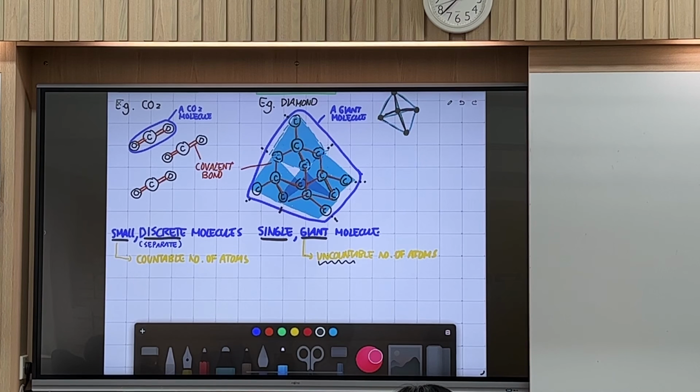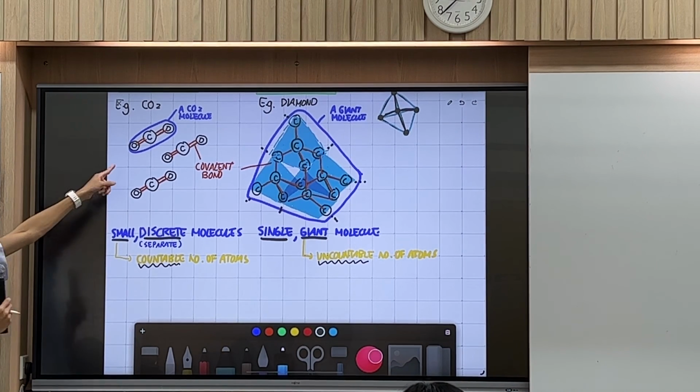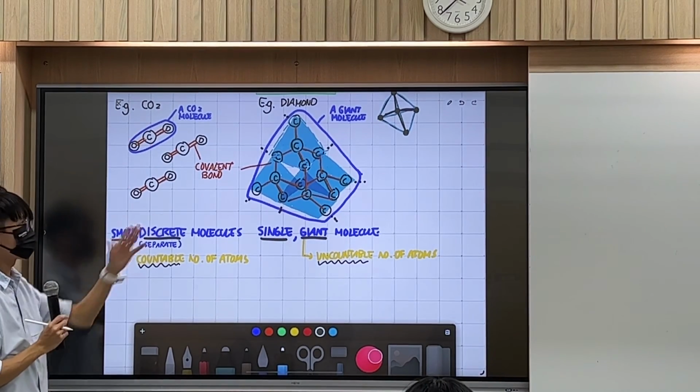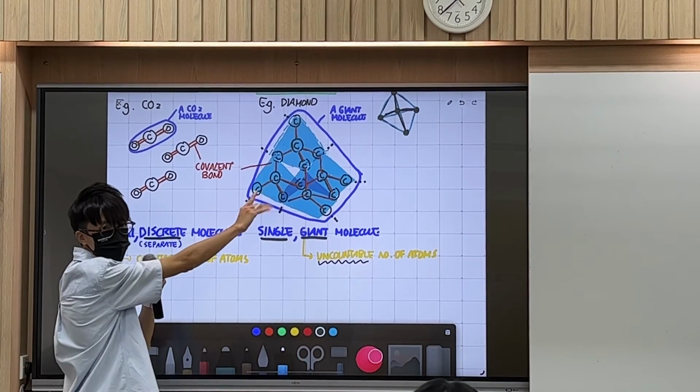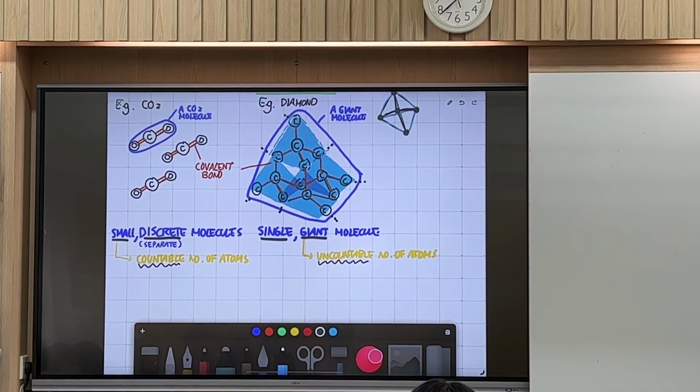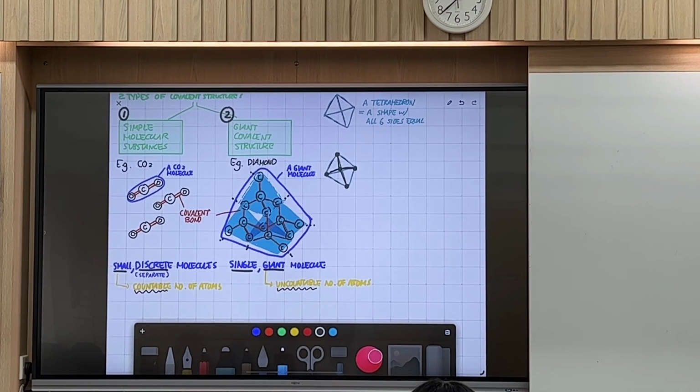Underline the word uncountable. And in here you can count. Each CO2 molecule has 3 atoms each. But diamond, well, I lost count. I don't even want to count how many carbon atoms there are. It's uncountable. So that's what sets apart simple molecular substances and giant covalent structures.